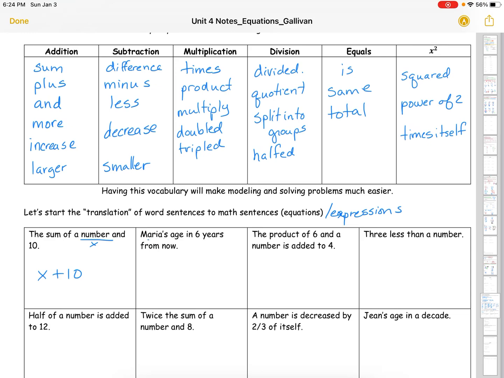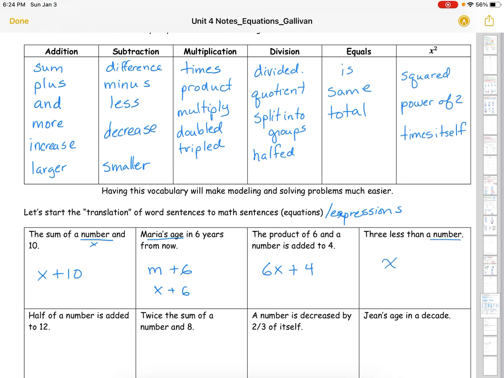Maria's age 6 years from now. So if Maria's age is m, 6 years from now, it'll be m plus 6, right? Or you could say x plus 6. Doesn't have to be m, it could be an x. The product of 6 and a number is added to 4. So the product of 6 and a number could be 6x, and we add that to 4.